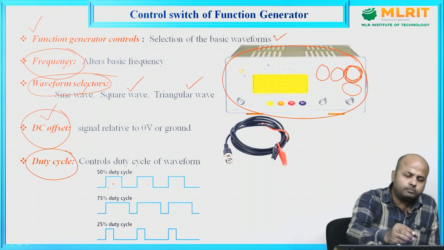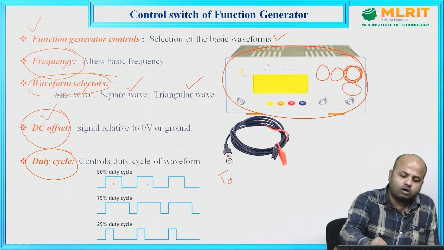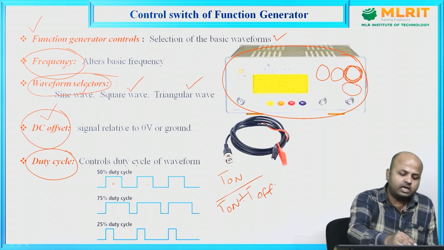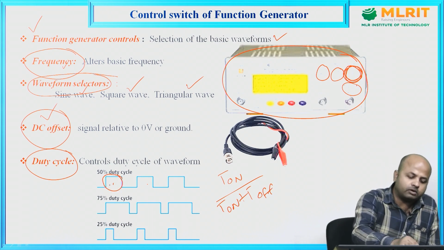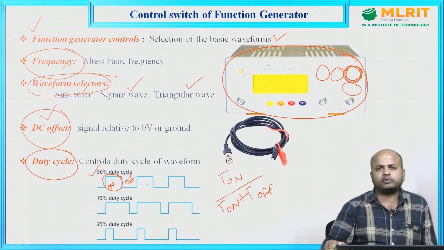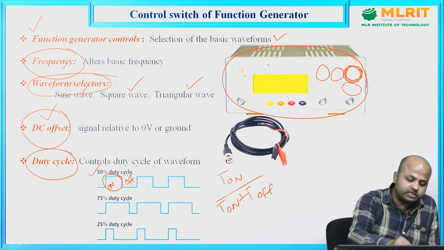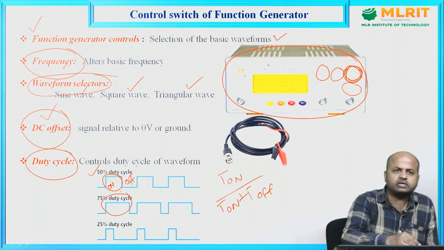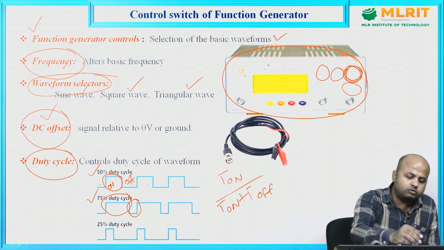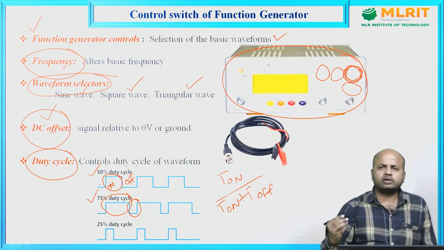So what do you mean by duty cycle? Duty cycle is nothing but the on time period divided by the on plus off time period of a signal. Here we can see that this is the on time period and this is the off time period. If the on time period is equal to the off time period, then the duty cycle is 50%. In the second waveform, the on time period is greater than the off time period, so the duty cycle is more, that is 75%.